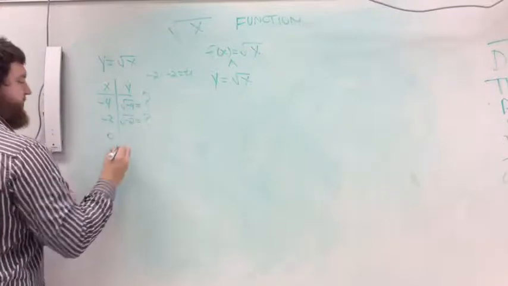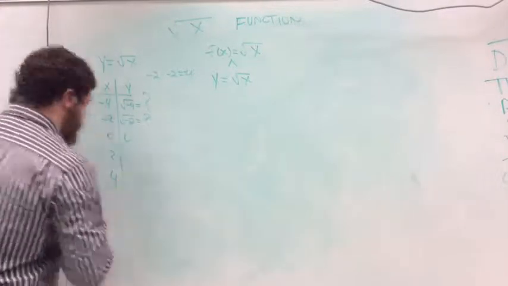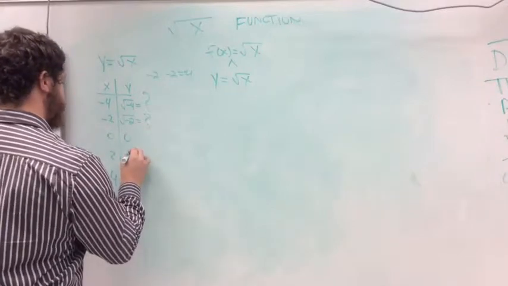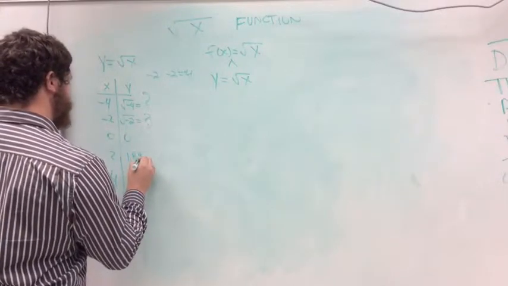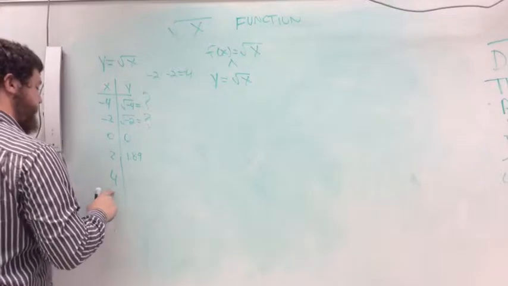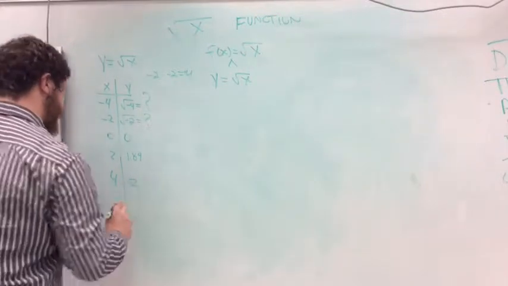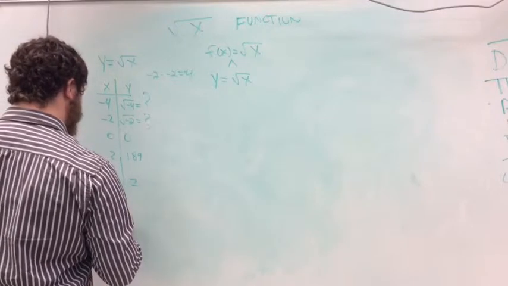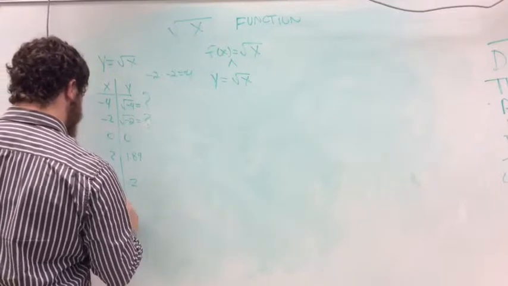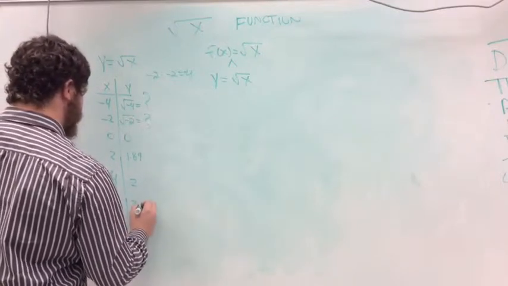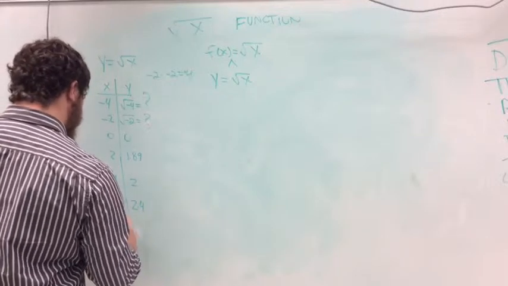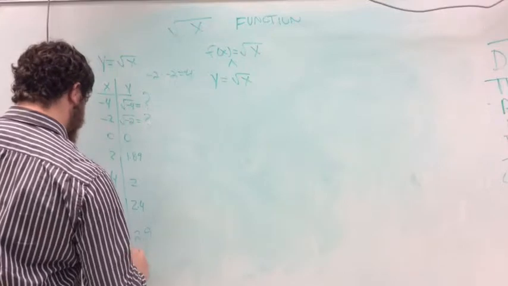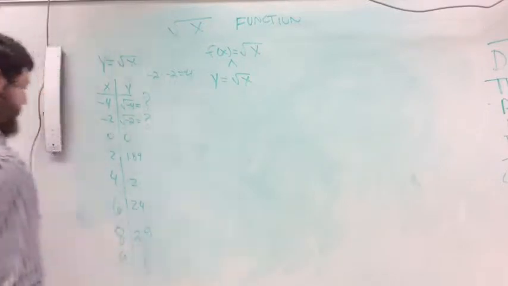What's the square root of 0? Well, 0 times 0 is 0, so 0. And what's the square root of 2? I think it's 1.89 for some reason. I don't know. It's something like that. Square root of 4 is 2. Let's keep going. What's the square root of 6? It's like 2.4 or something. What's the square root of 8? It's like 2.9. Square root of 9, we'll go up there. 3. Okay, I'm going to graph all those.